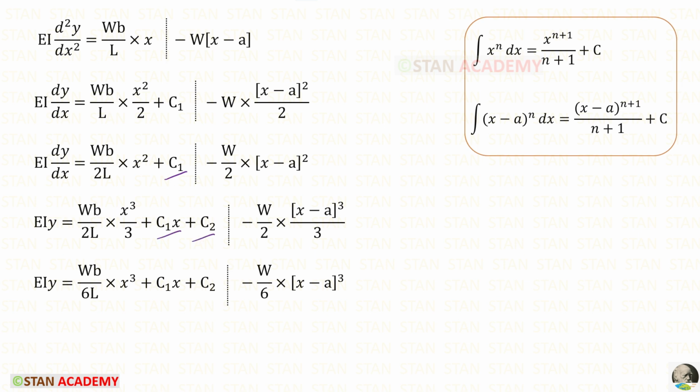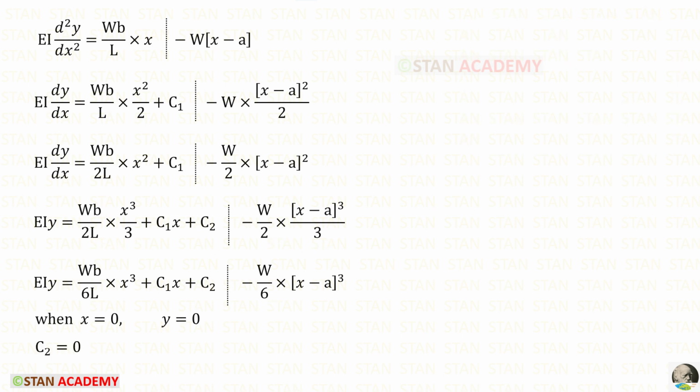C2 is the new constant. When we integrate this, we will get this. 2L into 3, it will be 6L. 2 into 3, it will be 6. Now let us apply the boundary conditions.